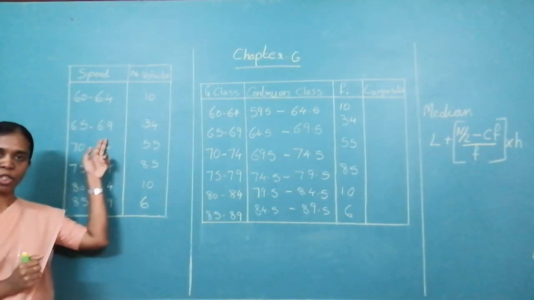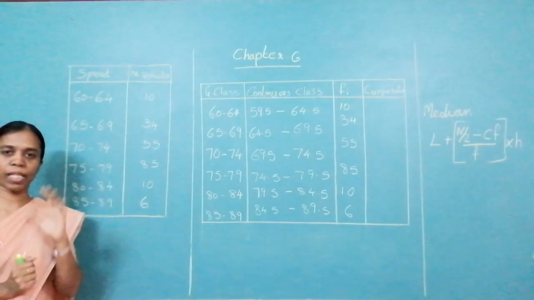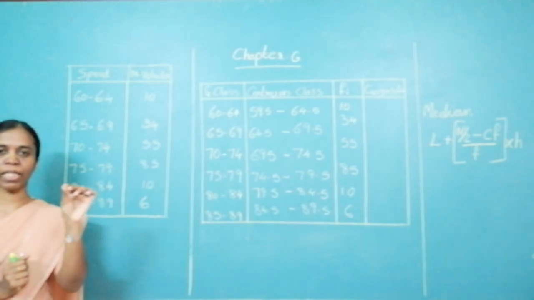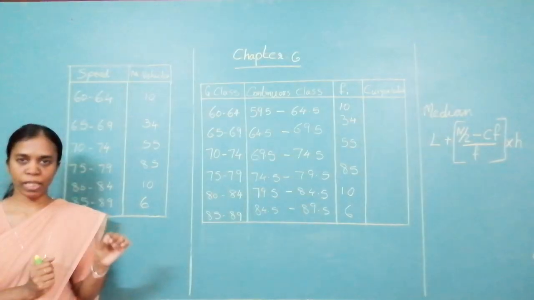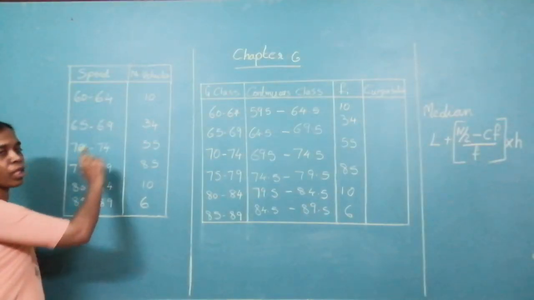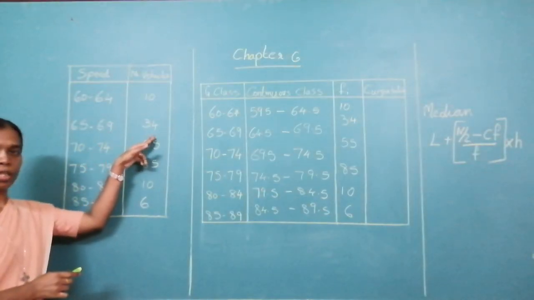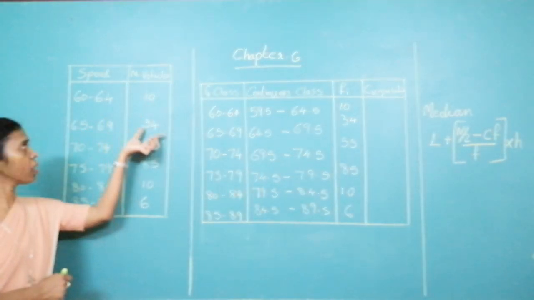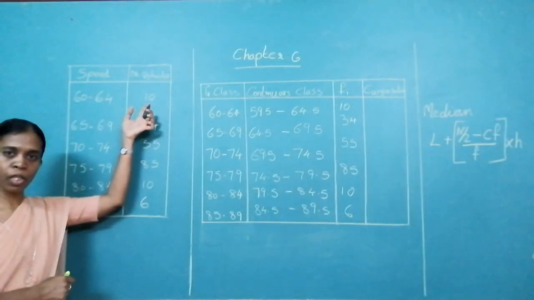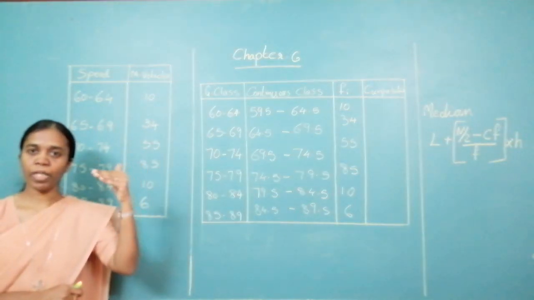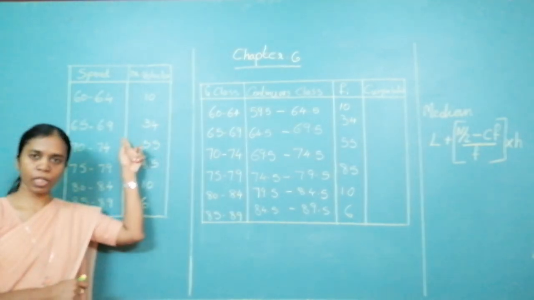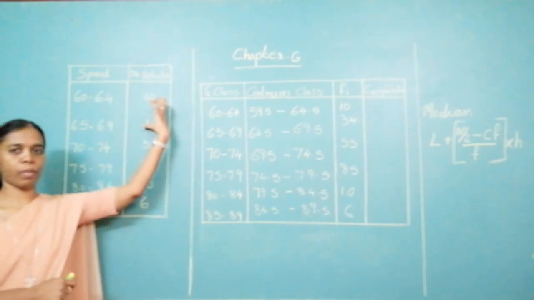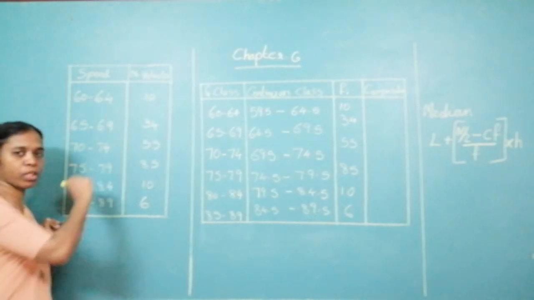How many children scored below 69? When I ask you below 69, you will tell me how many? Below 69, 34 and 10, because between 65 to 69 there are 34 children and below 64 there are 10 children. So my question to you is, how many children scored below 69? 44 children. You will tell me all these numbers. They all come under the category below 69.